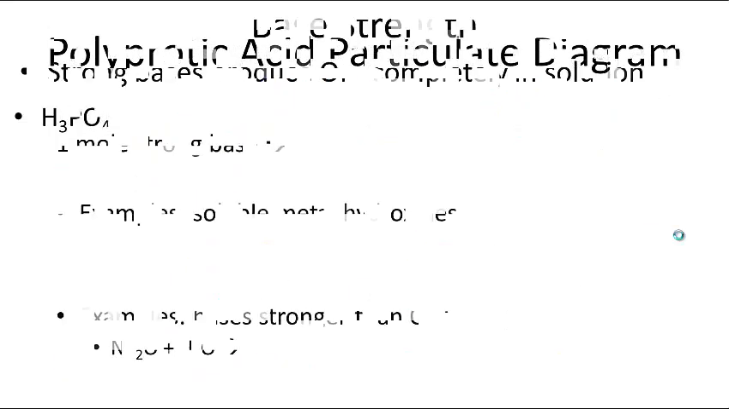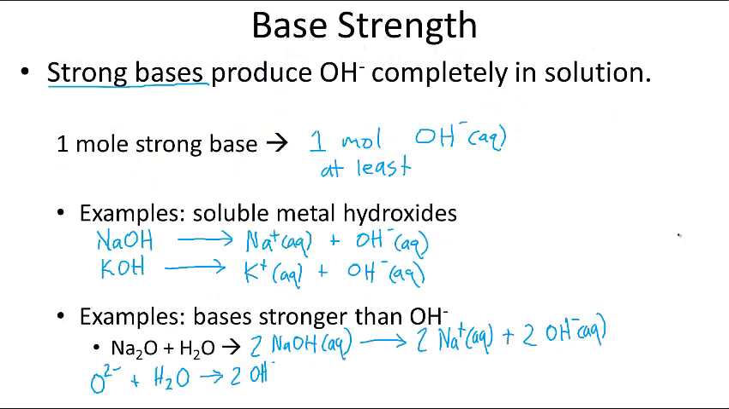A strong base like sodium hydroxide, on the other hand, on its own is composed of ions. And then when you dissolve it, those ions dissociate. So there is a distinction there where sodium is essentially like a spectator ion when we're talking about acids and bases. These things, Na plus, K plus, they just always end up being spectators.